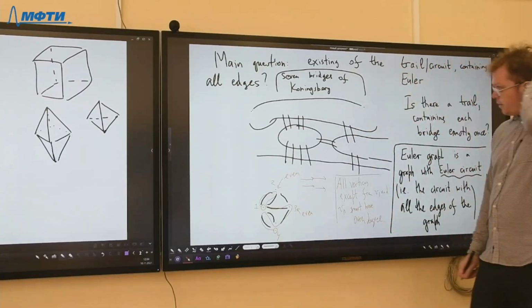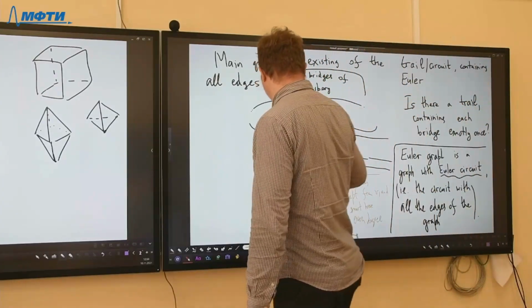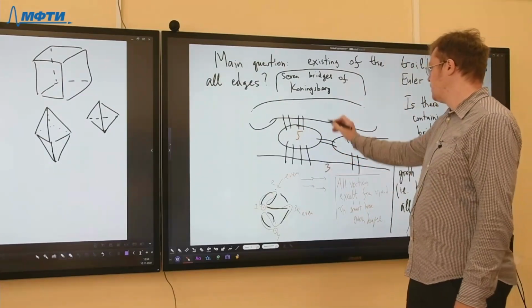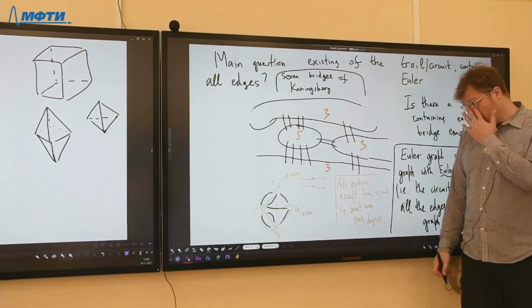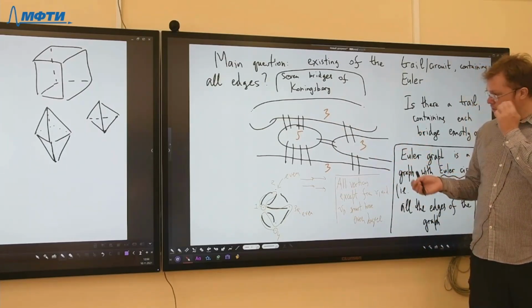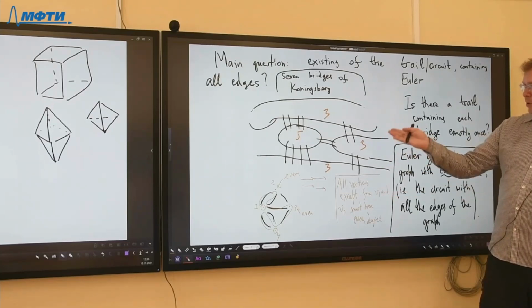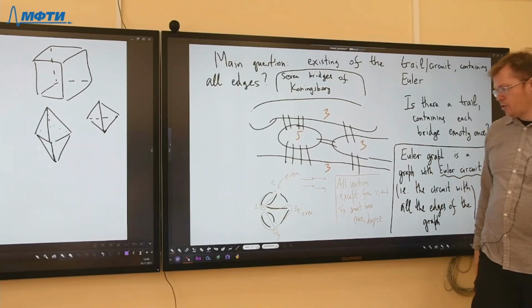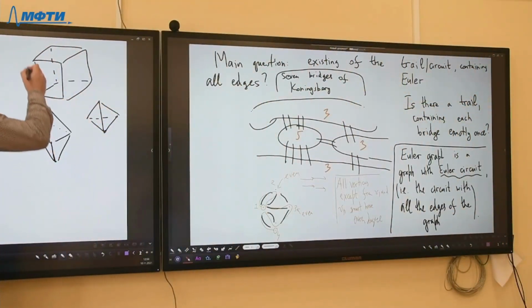And here we have a problem, because we have this vertex of degree 5, degree 3, degree 3, degree 3, and so we have 4 vertices of odd degree, which means that we cannot have a trail containing all the edges, because this happens only if we have no more than 2 vertices of odd degree. And the same holds for example for the cube.